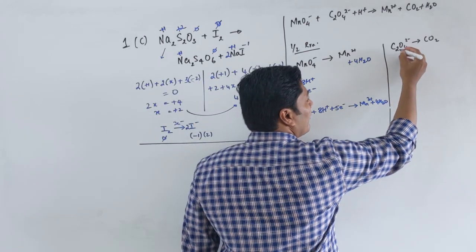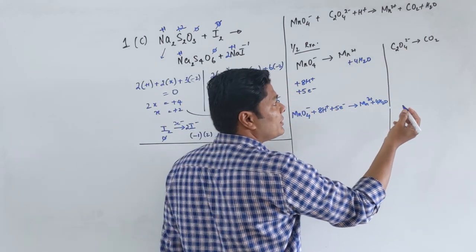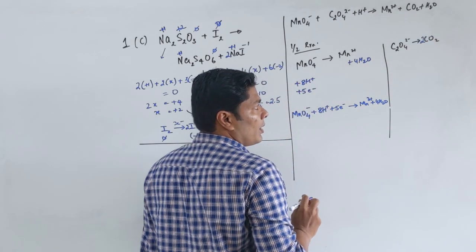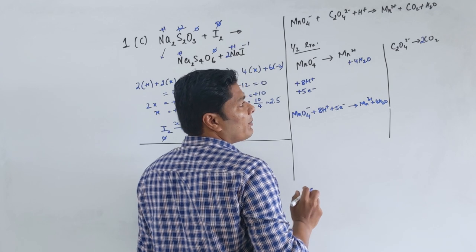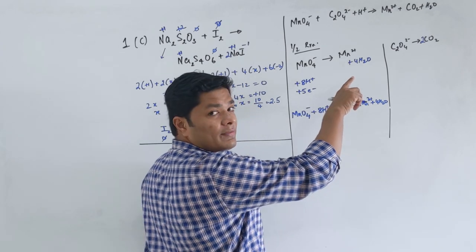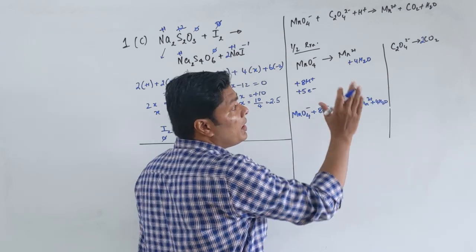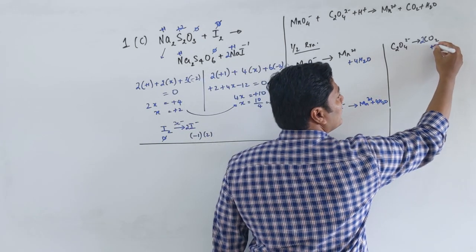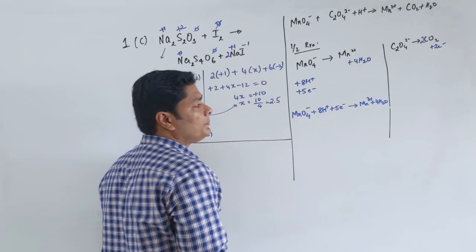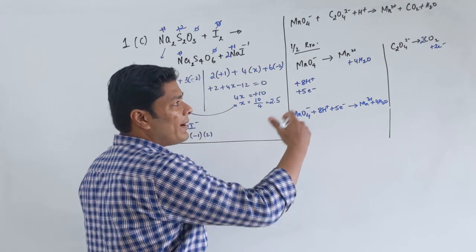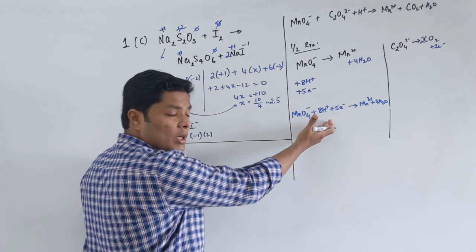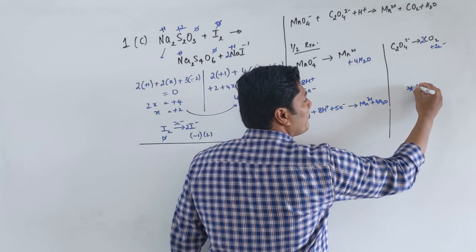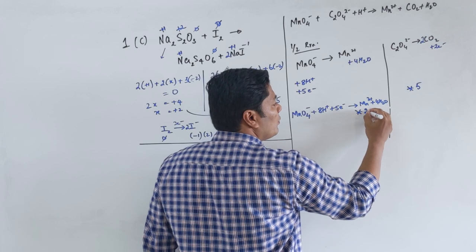On the other side, first I have to balance my atoms other than oxygen and hydrogen. I have 2 carbons, so 2 CO2. Now that I have balanced it, I am looking at my oxygens. 4 oxygen on left side, 4 oxygen on right side, I am good. Next is charge, 2 minus here, so I have to add plus 2 electrons. Okay, so now I have to balance the electrons. This one wants 5 electrons, that one can give only 2 electrons. So I have to multiply this by 5, multiply this by 2.